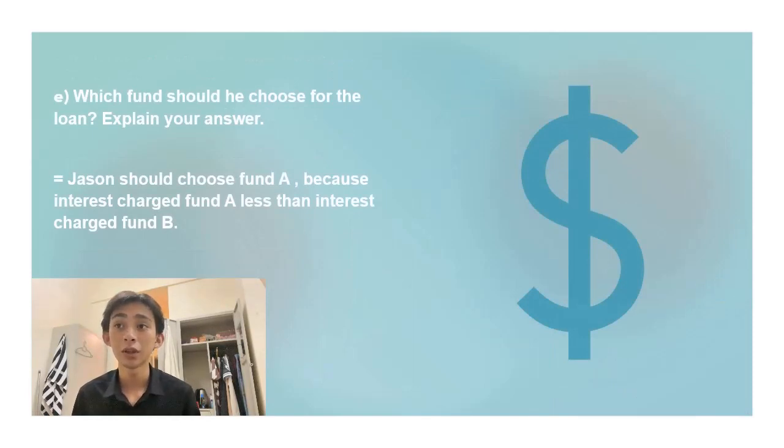Last question is E. Which fund should he choose for the loan? Explain your answer. My answer is Jacyln should choose Fund A because the interest charge for Fund A is less than the interest charge for Fund B.